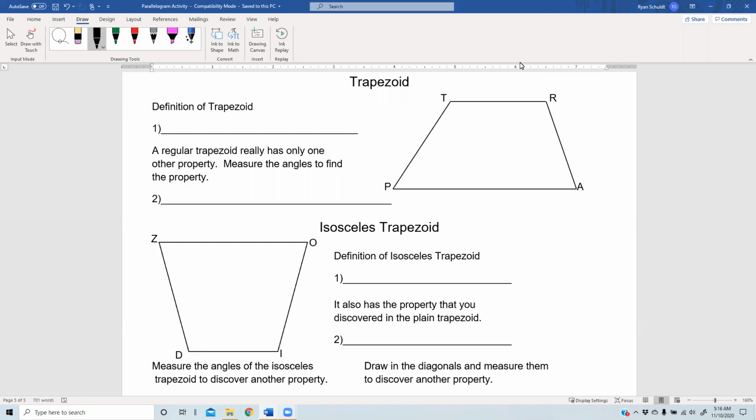Anyways, I digress. So we're on to trapezoid. It's the last shape in the activity, and it's a different type of shape. For the definition of a trapezoid, all you need to be a trapezoid is you've got to have 4 sides, which we have, count them, 1, 2, 3, 4. And one pair has to be parallel. If you notice, we've got TR and AP parallel.